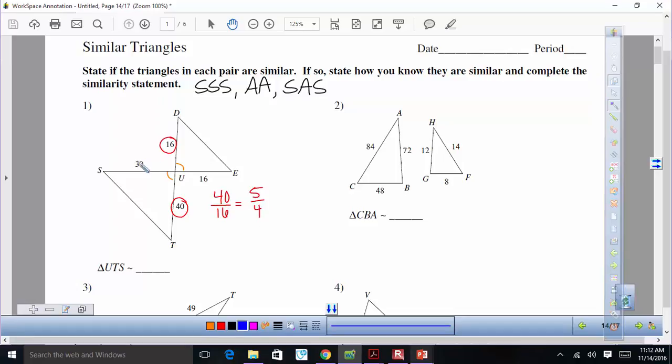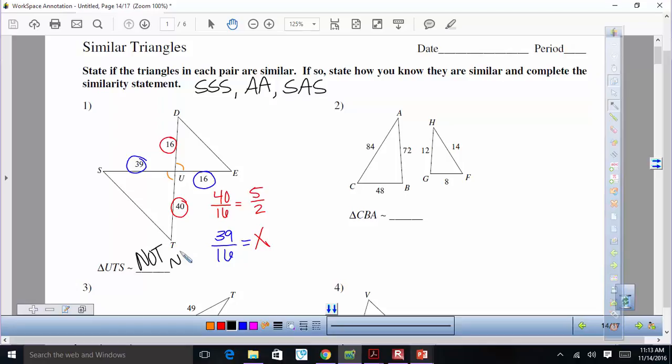All right, and then we would look at 39 and 16, right? So 40 went on top, so that means 39 also has to go on top over 16. Does that work? Yes, 5 over 2. Thank you. Okay, now is 39 over 16 going to give us the same thing? No. So are these similar? Nope. Not similar. So that one wouldn't actually work. So not all of them are going to be similar. We've got to figure out whether they are or not.